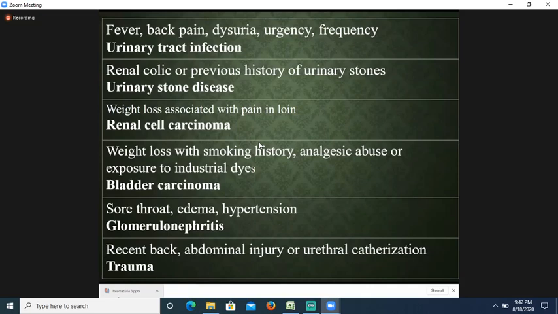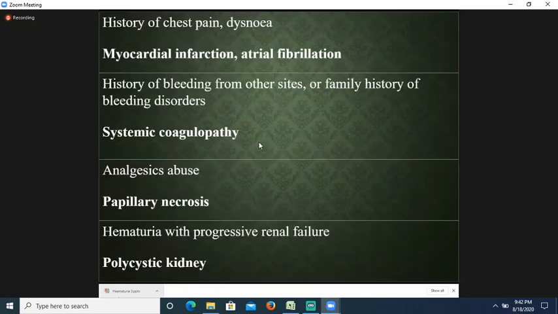Next in history, chest pain and dyspnea, we should be thinking about, if he is of old age, myocardial infarction and atrial fibrillation.